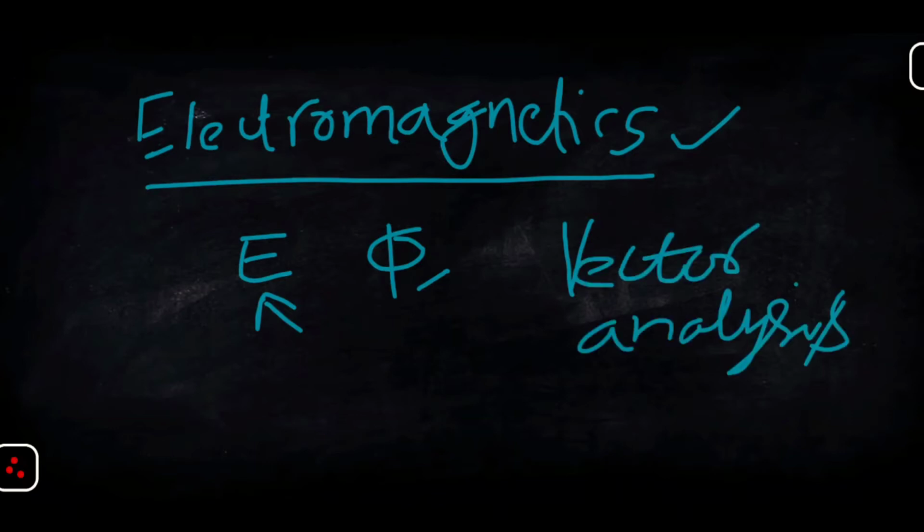And vector analysis is important before starting electrostatics. Electrostatics, magnetostatics, entire chapters in electromagnetics, to understand them we definitely have to know vector analysis. Without vector analysis you can't understand. Hence, first of all we have to go for vector analysis.